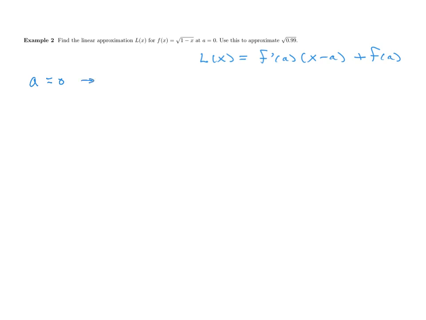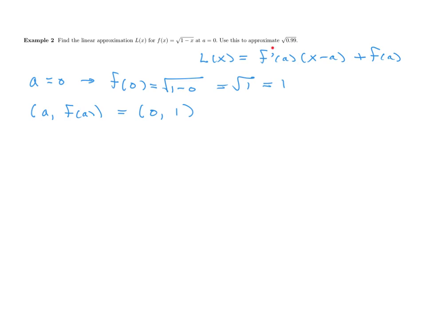And because of this, f of a, which is f of 0, is equal to the square root of 1 minus 0, which is the square root of 1, which is 1. So we have the point a, f of a, which is equal to 0 for a and 1 for f of a. So that is this and this.